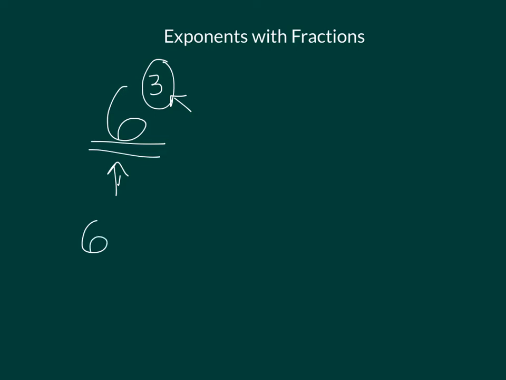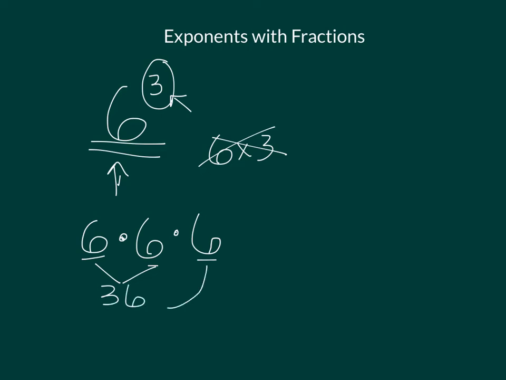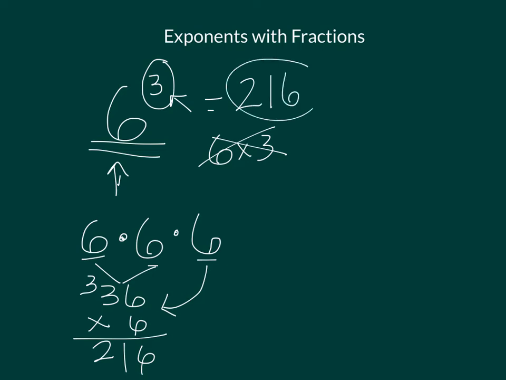So that means I would do 6 times 6 times 6. Be careful and don't fall into the trap of doing 6 times 3. That's not what it is. It's telling us to do it 3 times. So in this case, I would do 6 times 6 is 36. And then I would take that number and multiply it one more time by 6. So in this case, it's 216. So 6 to the third power is 216.